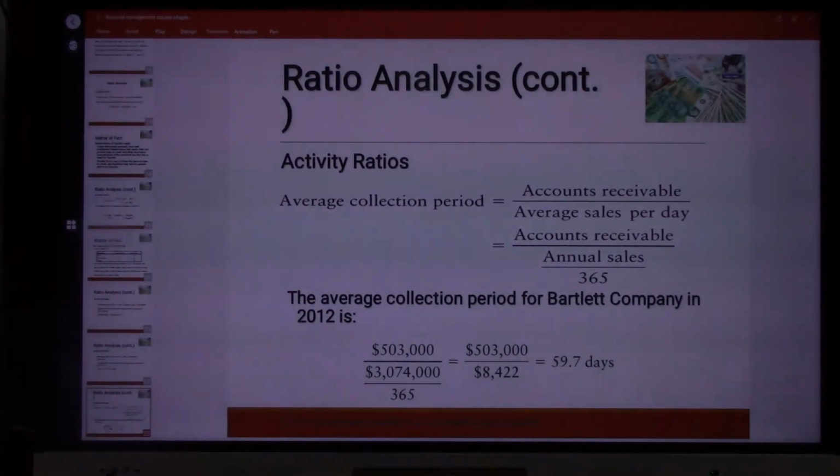What does it mean? It means that our team responsible for collecting our accounts receivable is able to collect them in almost 60 days. If I would like to answer whether this is good or bad, this must be compared with the competitor's average collection period, and through the comparison we could determine whether this is good or bad.